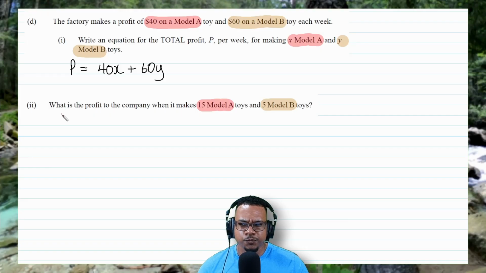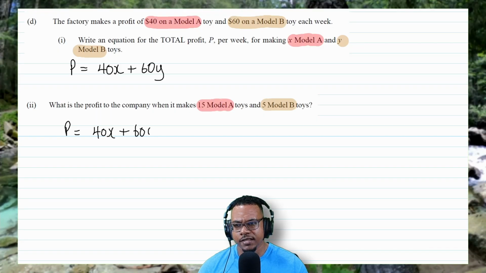And now for part 2, they say, what is the profit to the company when it makes 15 Model A? So 15 is the number of Model A. So let's write the total profit again. P is equal to 40 times X plus 60 times Y. X is the number of Model A, and Y is the number of Model B. So we have 40 times X, and X is equal to 15, because we have 15 Model A toys. And then 60 times Y, and Y is equal to 5, because we have 5 Model B toys.